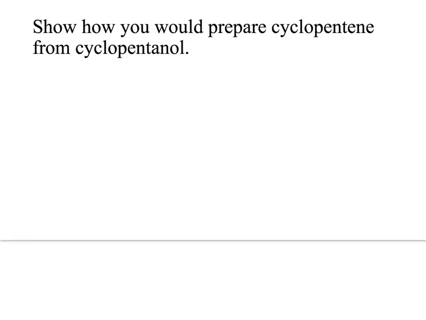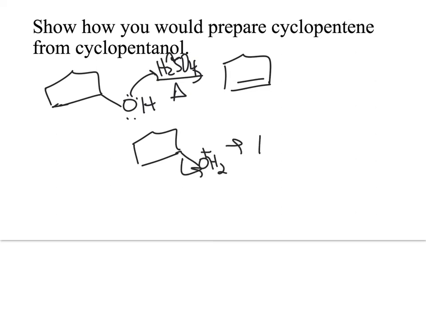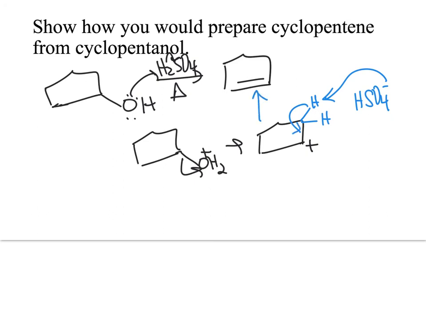Show how you would prepare cyclopentene from cyclopentanol. Well, you've been doing this. You just add sulfuric acid and heat. So what happens? This gets protonated, and then that leaves to give you the carbocation, and then your neighboring hydrogen will get deprotonated to give you your cyclopentene.